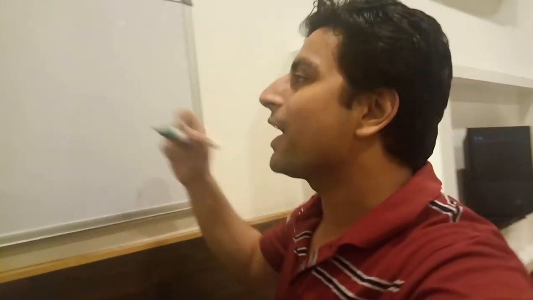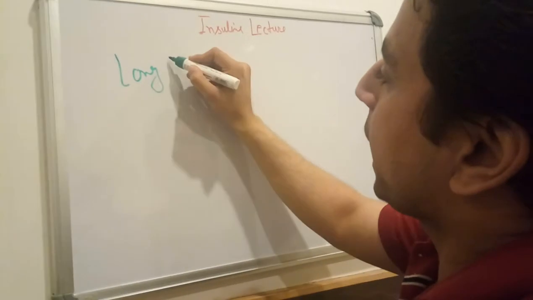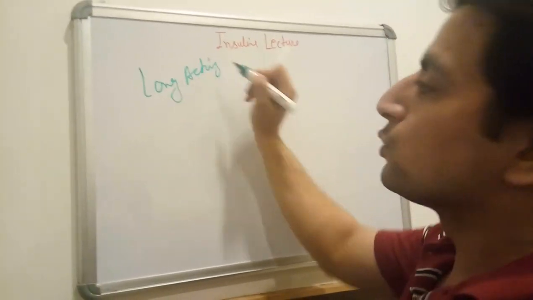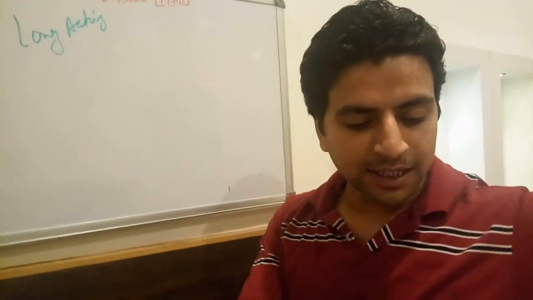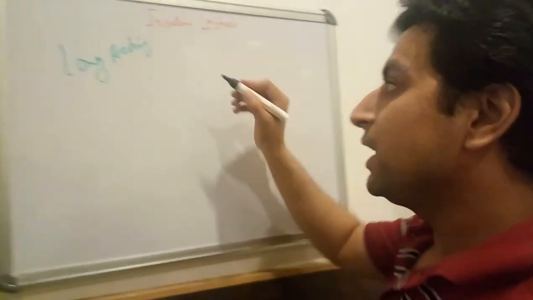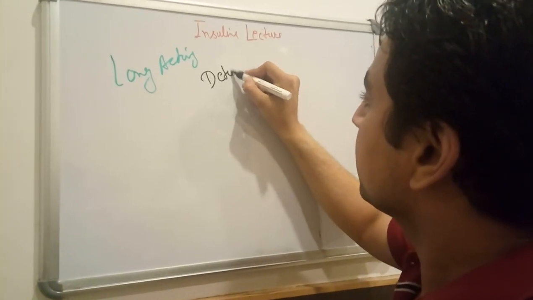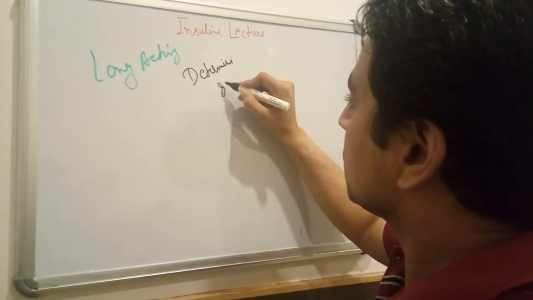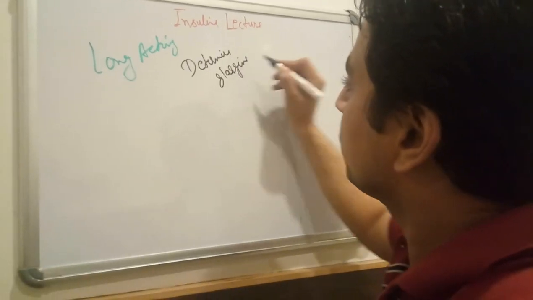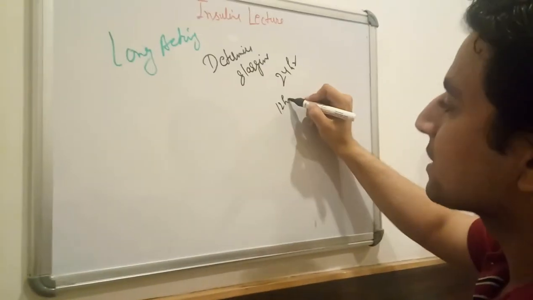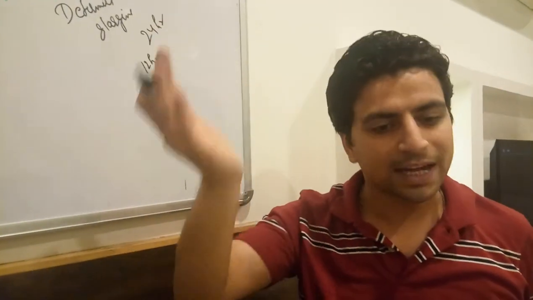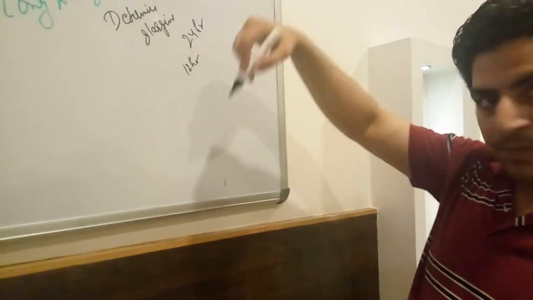Now we are going to come to long acting insulin. Long acting means working for 24 hours. We use long acting insulin at bedtime when the patient is going to sleep, insulins like Detemir and Glargine. This insulin works up to 24 hours. Long acting means 24 hours, but the peak comes at 12 hours. So we use this at bedtime.